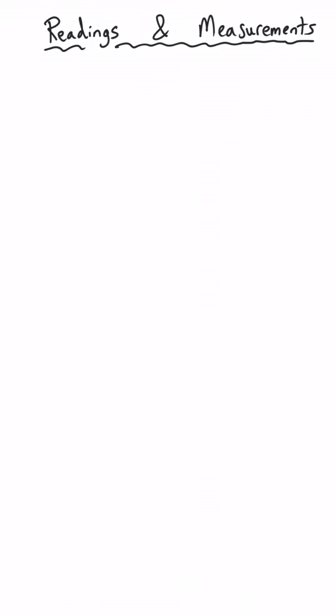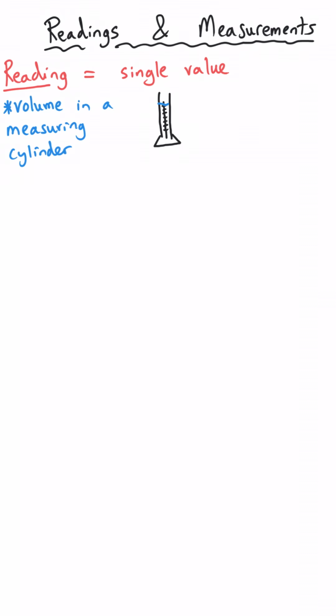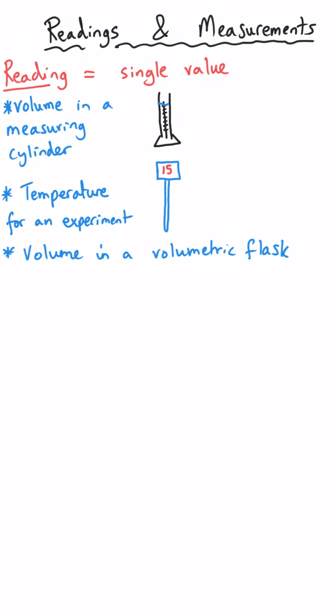Now we should look at some specific examples of uncertainties. Before we can do that, we need to clarify something about the recordings that we might make during an experiment. First of all, there are readings. A reading is a value that you make from a single judgment using a piece of equipment. So, for instance, what volume of liquid do I have in that measuring cylinder? What is the temperature that I am carrying out this experiment at? What is the volume of liquid in this volumetric flask? What is the pH value using a pH meter? These are all readings that you can make during an experiment.